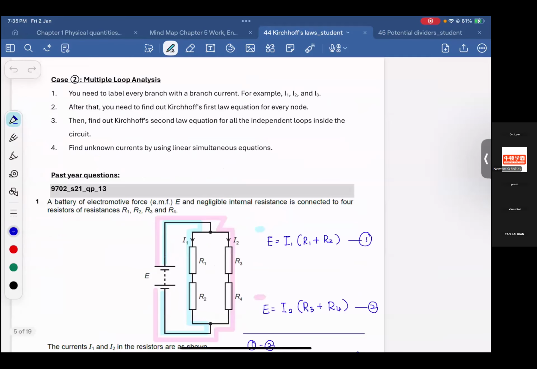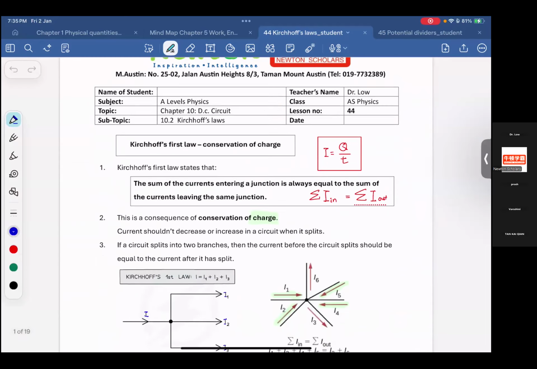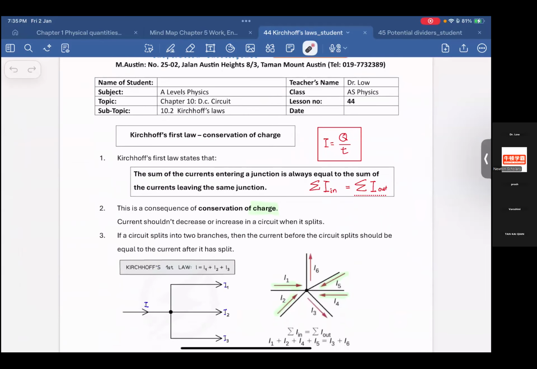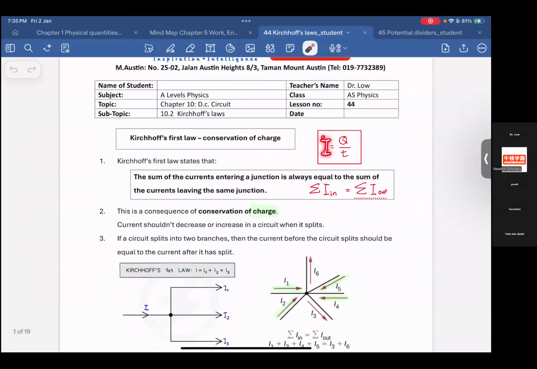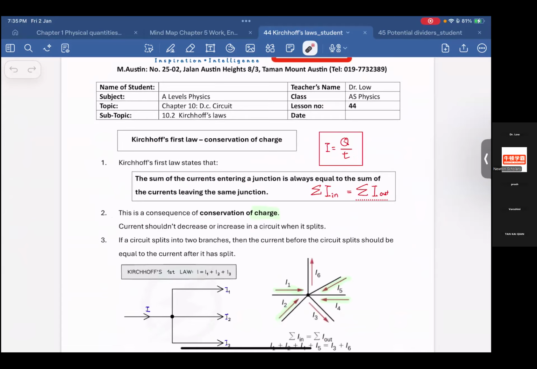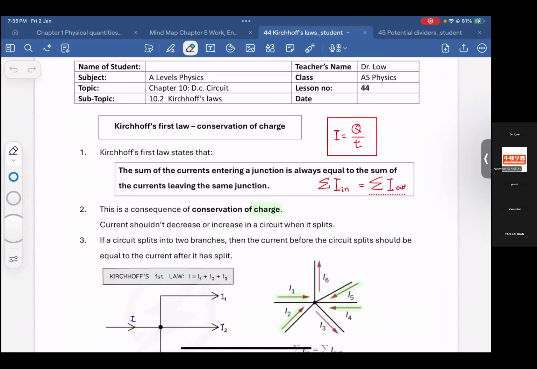We already know that Kirchhoff's laws, actually we got two laws. One is called Kirchhoff's first law, which is talking about the conservation of charge. Charge is related with the current, because current is actually the flow of charge. So the sum of the current entering a junction will always equal the sum of the current leaving the same junction. If this is 2 marks, actually junction, same junction, this is 1 mark, and then current in equals current out, this is another 1 mark.